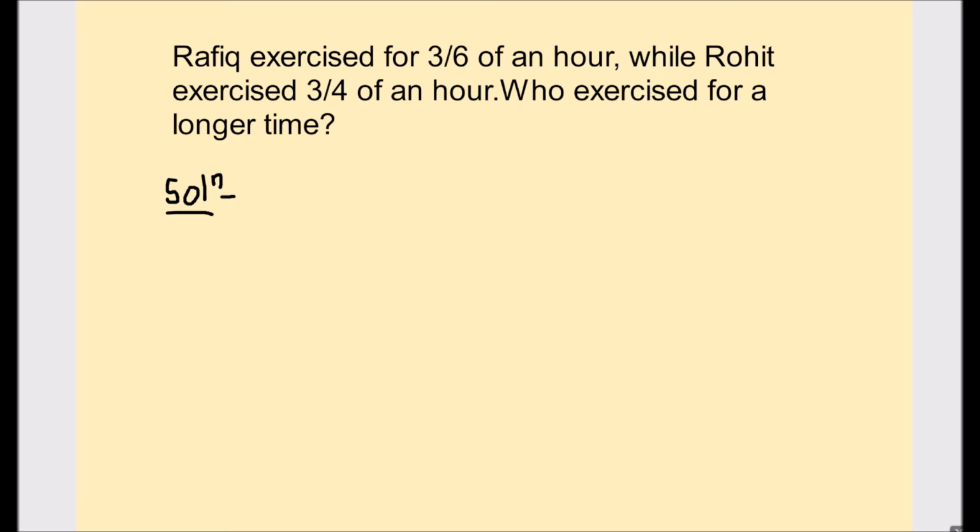So here we have been given two fractions. One is 3/6 of an hour and the other one is 3/4 of an hour. We can solve this question by two methods. The first method is to convert these two fractions to having the same denominator. So we have Rafiq who is exercising 3/6 of an hour, and we have Rohit who is exercising 3/4 of an hour.